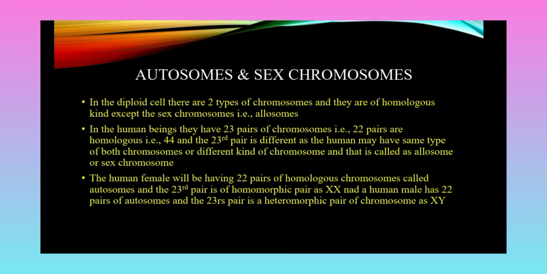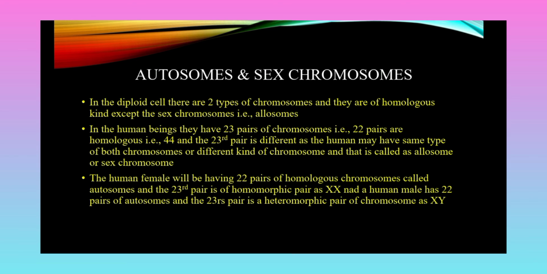In a diploid cell there are two types of chromosomes. The homologous kind is not known as the sex chromosomes. As I have said, 23 pairs, so 22 pairs means 44 are homologous, and 23 into 2 is 46. So the 45th and 46th chromosomes are the gender deciding pair, either a homomorphic pair or a heteromorphic pair. The ovum and the sperm decide what type of chromosome it will carry.